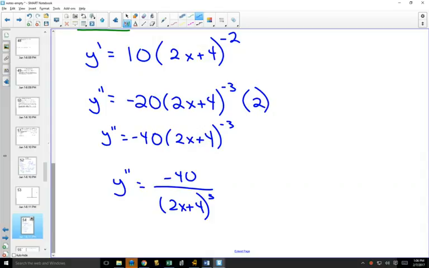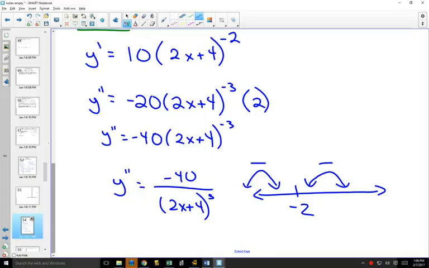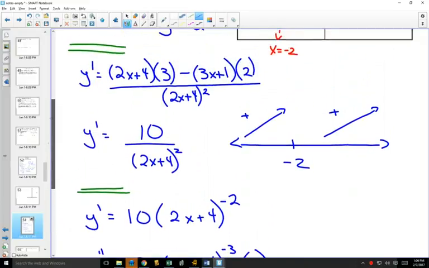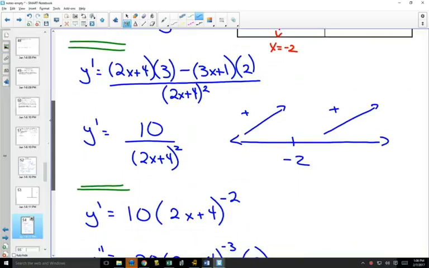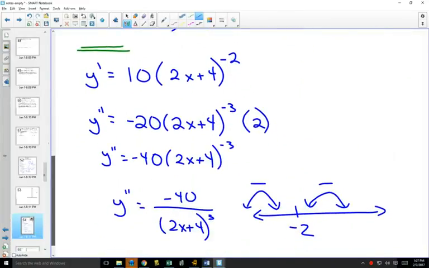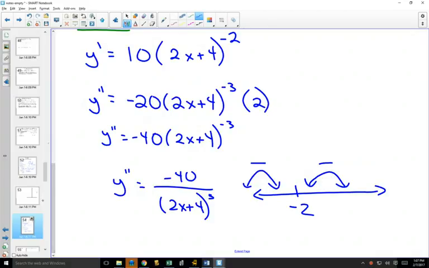Again, this is never equal to 0, but if we drew our line here, we include all of the places where it's equal to 0 and our non-permissible value. Can you see that this is always negative? So it's going to be always concave down. That makes me feel bad. No, that's because I think it should be concave up. Yes, that's right. I was thinking of the bottom as a squared. It's not always negative, right?